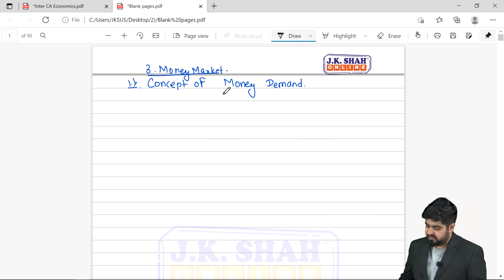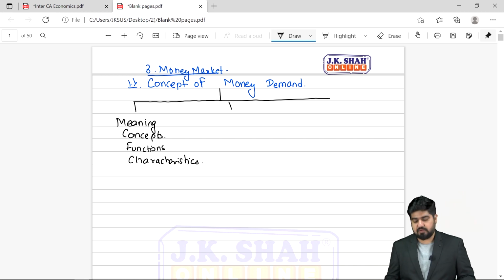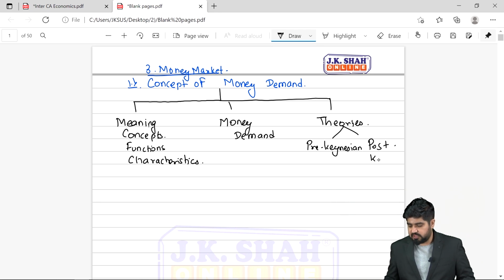Do you remember? We divide this topic into 3 parts. What are the 3 parts? First one can be meaning, important concepts, then it will be functions, and finally it is nothing but characteristics. Characteristics are features. Then we have the understanding of this concept which is called money demand, and lastly the most important part, it is called theories. Now in theories, it is further classified into 2 parts. What are the 2 parts? First one, it is pre-Keynesian theory, the other one will be post-Keynesian theory.